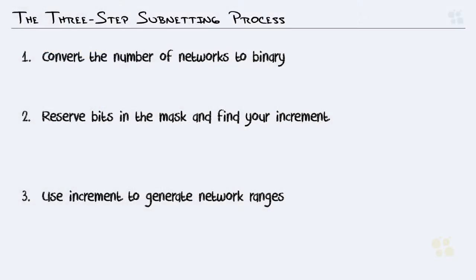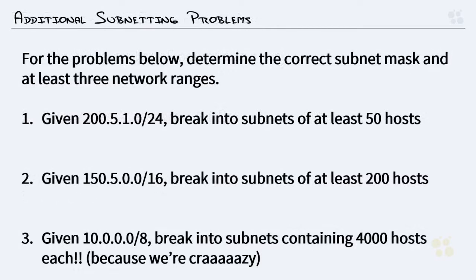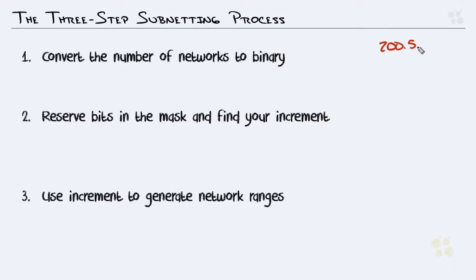We're going to go through additional examples using the 3-step subnetting process based on the number of hosts. I've changed the stories a little bit. For the problems below, determine the correct subnet mask and find at least 3 network ranges. Number 1 says, given 200.5.1.0/24, so this is our class C example, break it into subnets of at least 50 hosts per subnet. I'll just abbreviate that: 200.5.1.0/24, 50 hosts per subnet.